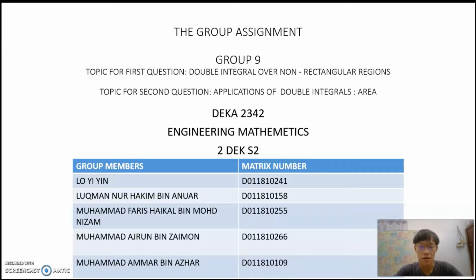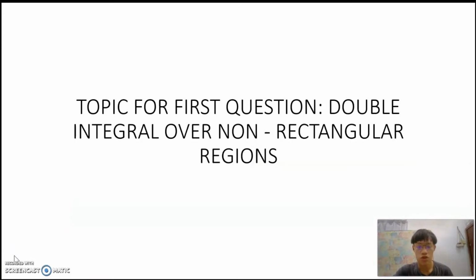Hi everyone, we are group 9 and today we're going to present about the double integral over non-rectangular regions and applications of double integrals area. I'm Login and I'm the GM in this group. So let's talk about the first topic, double integral over non-rectangular regions.